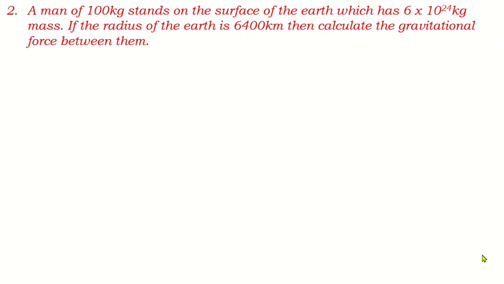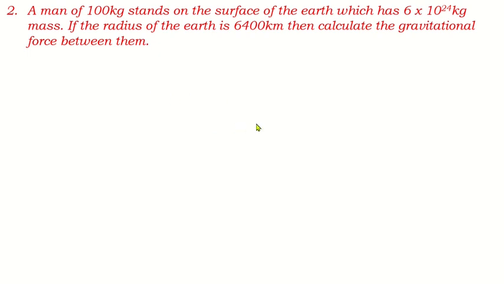A man of 100 kg stands on the surface of the earth. Very interesting. A man is standing on the surface of the earth, which has 6 into 10 to the power 24 kg mass. Earth's mass is given as 6 into 10 to the power 24 kg. If the radius of the earth is 6400 kilometer, we don't have to use this kilometer because we are using the SI system. That's why we have to convert this into meter. 6400 kilometer, then calculate the gravitational force between them.